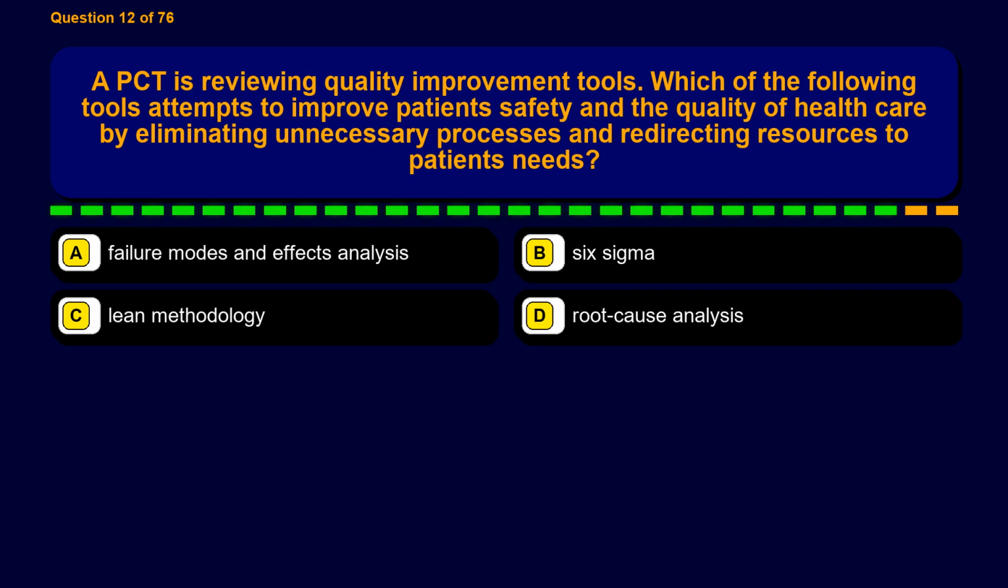Question 12. A PCT is reviewing quality improvement tools. Which of the following tools attempts to improve patient safety and the quality of health care by eliminating unnecessary processes and redirecting resources to patients' needs? Option A, failure modes and effects analysis. Option B, Six Sigma. Option C, lean methodology. Option D, root cause analysis.